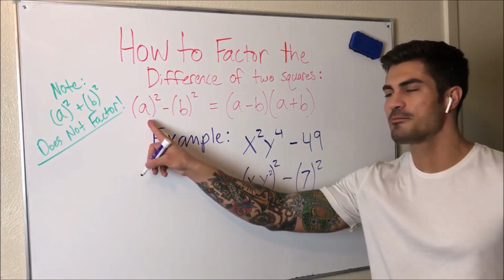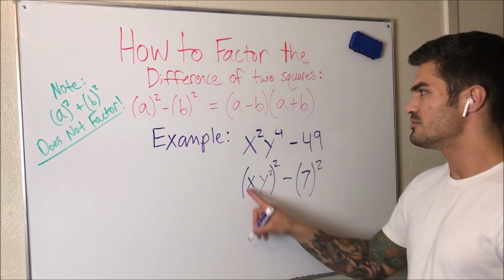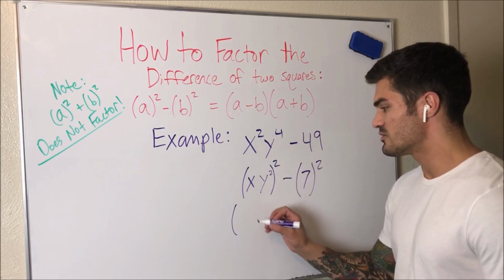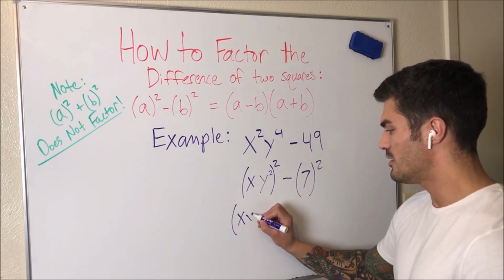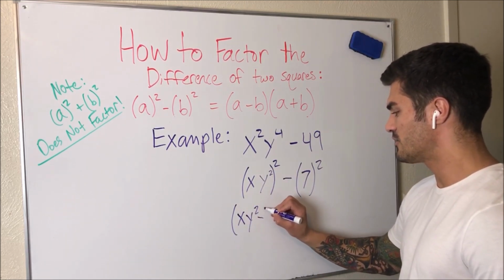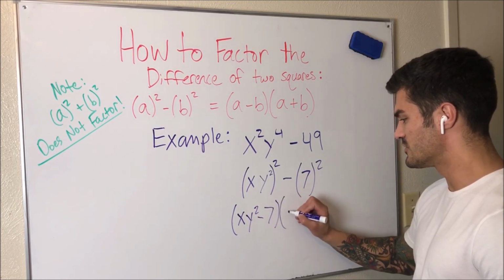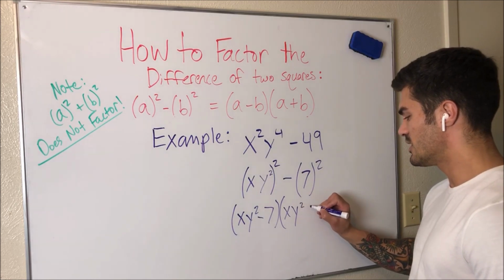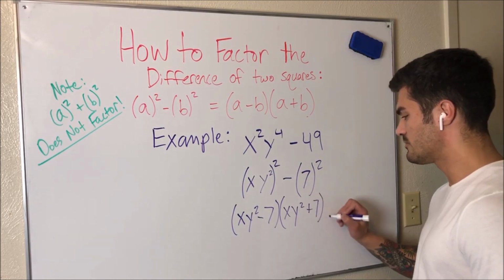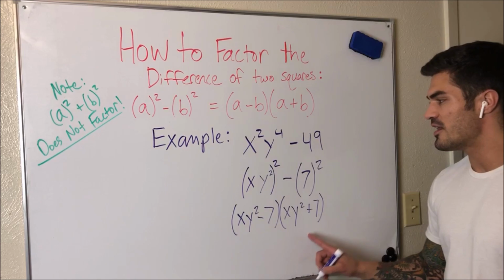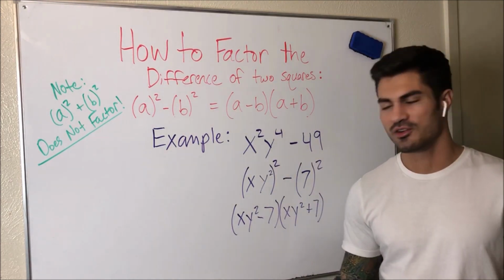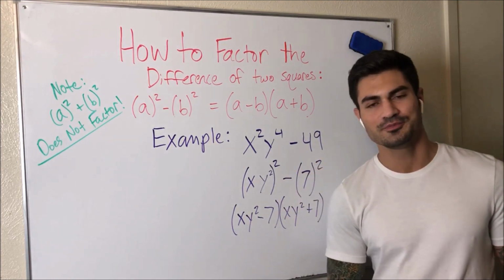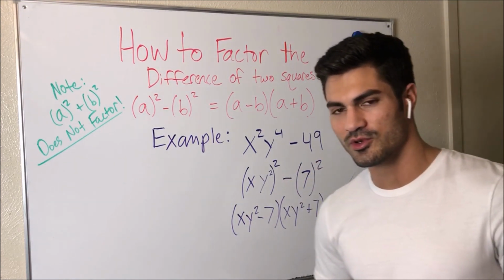So now I have my A and my B, and I'm simply going to plug in for A and B into the difference of squares formula, and that will give me the final factored form of this binomial. So let's see, xy squared minus 7 times xy squared plus 7. And again, if I FOIL this out, I should get right back up to here. So if you want to check your answer, but yeah, this is the final factored form of this binomial. And we'll go ahead and do one more example real quick.